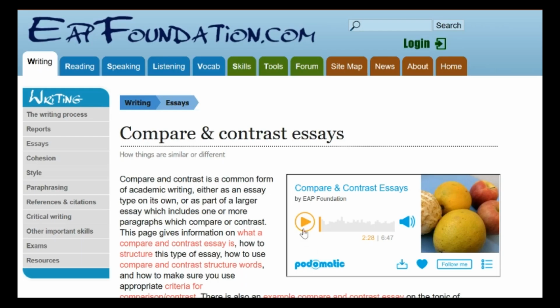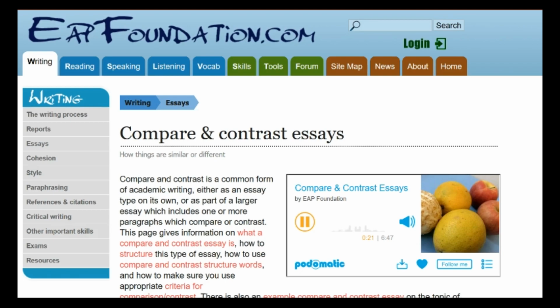This is the podcast for the Compare and Contrast Essays page of EAPFoundation.com, the website for all your academic English needs. Compare and contrast is a common form of academic writing, either as an essay type on its own or as part of a larger essay which includes one or more paragraphs which compare or contrast.